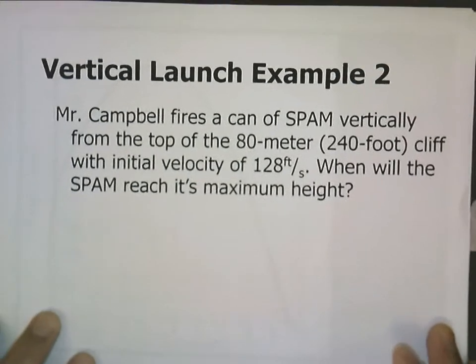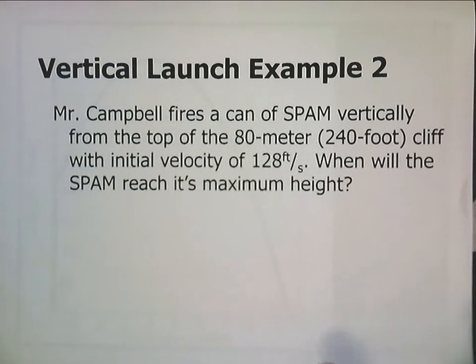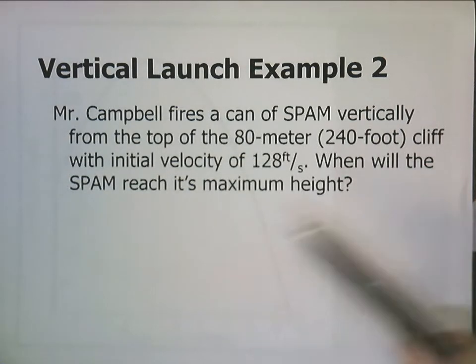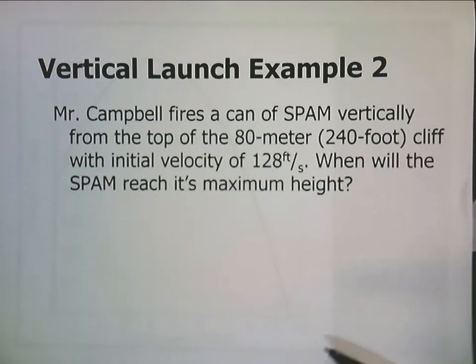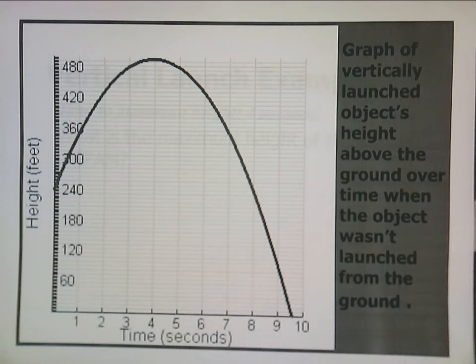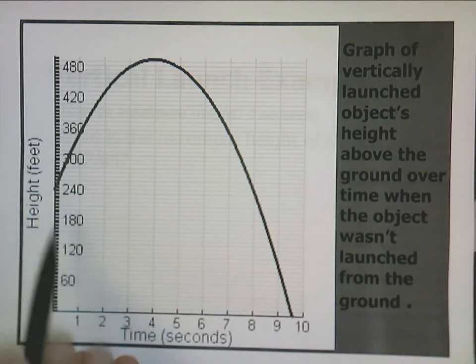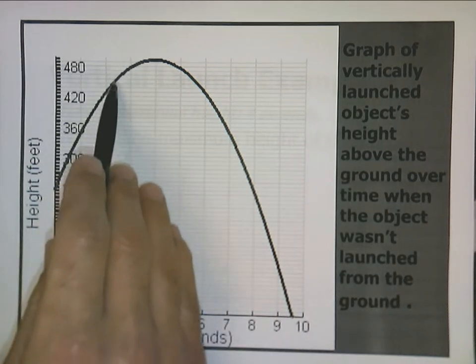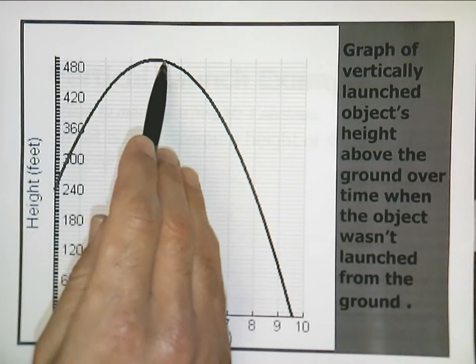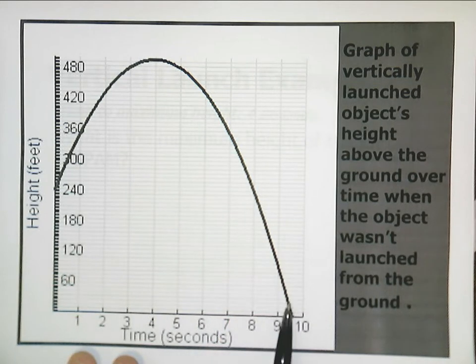Now, suppose that we're firing this off of a cliff. We're shooting it vertically into the air, but now what's going to happen is that the can of Spam is going to miss that cliff when it's falling back down. So what it's going to look like is this. Starting at 240 feet above the ground, we fire it vertically, time passes, the can of Spam is going to climb to its maximum value and then fall back down, but it's not going to stop at the top of the cliff. It's going to miss that edge of the cliff and fall all the way back down to the bottom of the canyon or whatever this thing is.